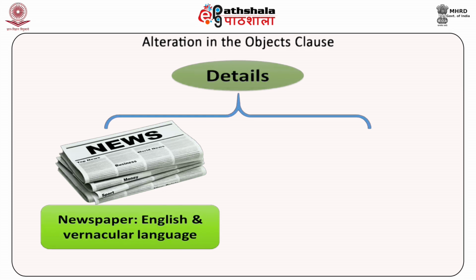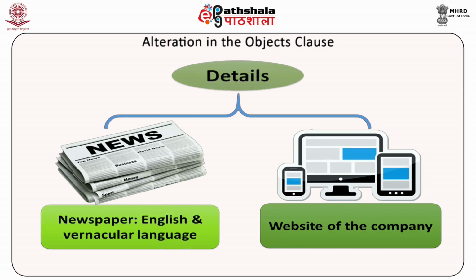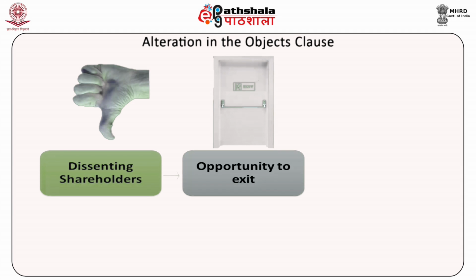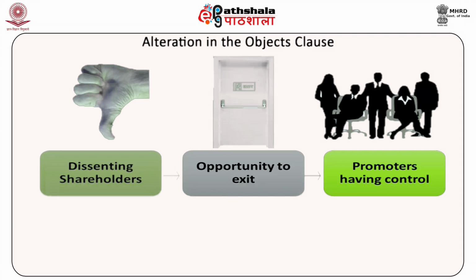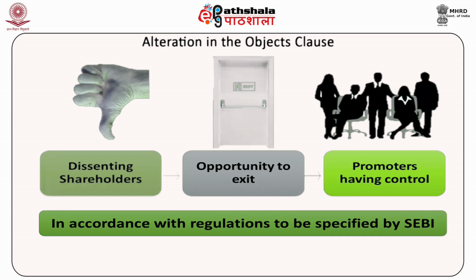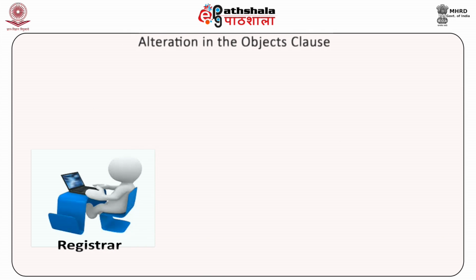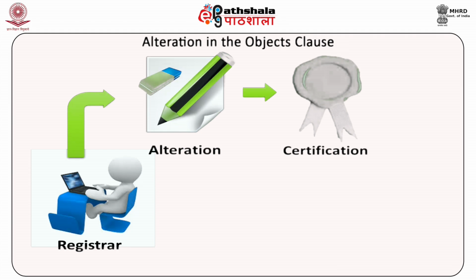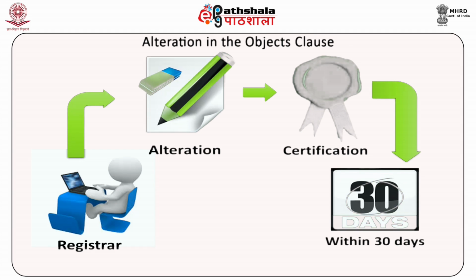one in English and one in vernacular language, which is in circulation at the place where the registered office of the company is situated, and shall also be placed on the website of the company, if any, indicating therein the jurisdiction for such change. The dissenting shareholders shall be given an opportunity to exit by the promoters and shareholders having control in accordance with regulations to be specified by the Securities and Exchange Board. The registrar shall register any alterations of the memorandum of association with respect to the objects of the company and certify the registration within a period of 30 days from the date of filing of the special resolution.